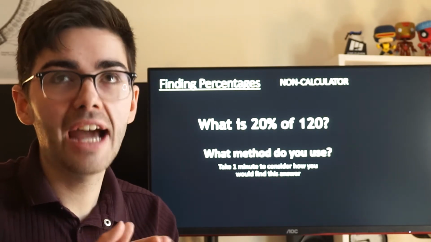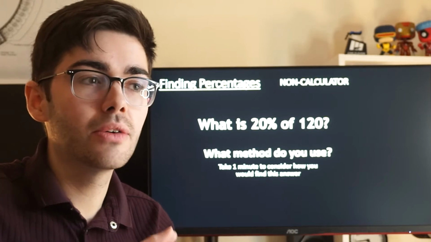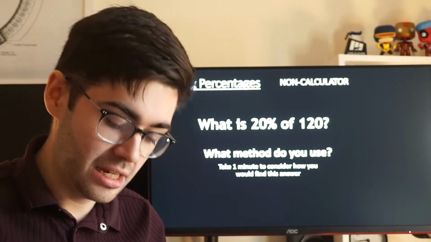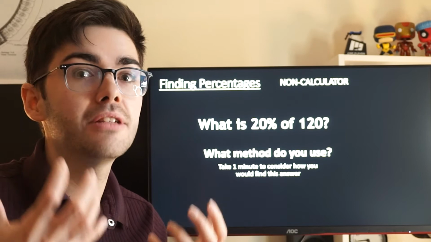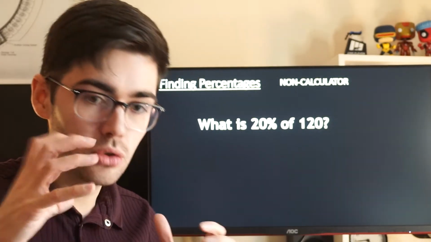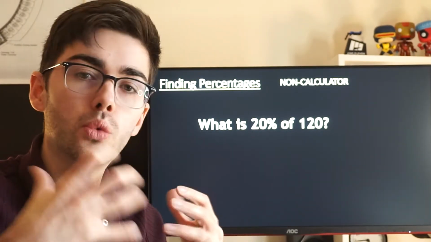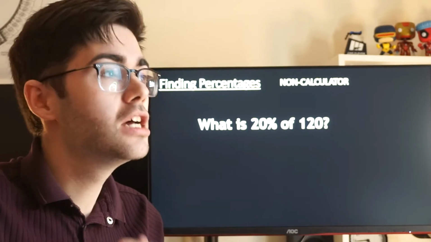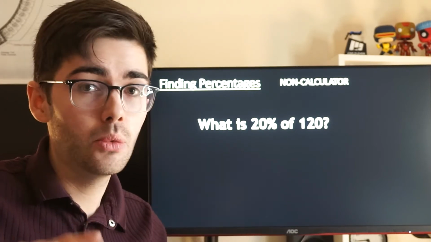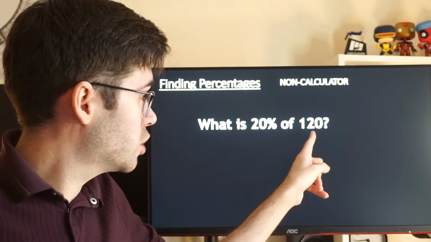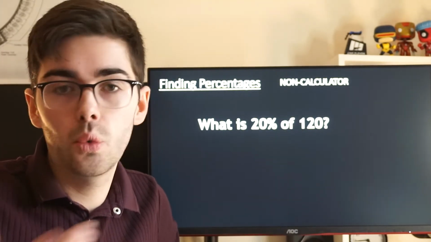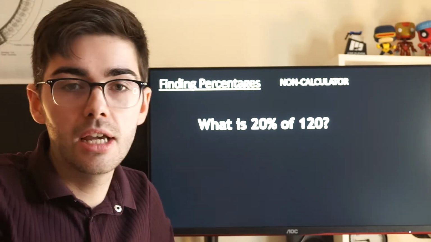So, when we don't have a calculator, the method we generally want to use is what I call the 10% method, okay? We're going to find 10% of the number, and then we're going to use that 10% chunk as like a building block to work towards our answer, okay? So to find 10% of any number, we just divide it by 10. Our number is 120, divide that by 10, we get 12. So 10% of this is 12.